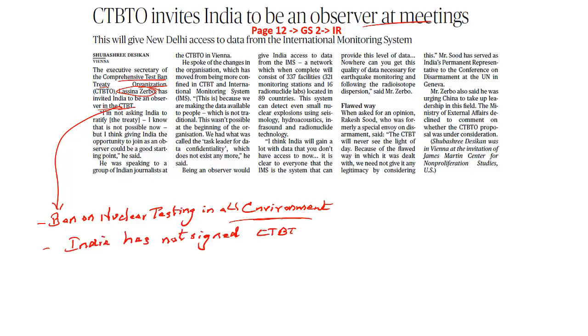Why has India not signed this treaty? What are the objections of India with respect to the Comprehensive Test Ban Treaty? India believes that this divides the world into nuclear haves and nuclear have-nots. There are countries like the United States of America, Russia, China. These are the countries which already have nuclear weapons. Then there is another set of countries which do not have nuclear weapons. So this Comprehensive Test Ban Treaty does not identify this, and it divides the world into haves and have-nots.